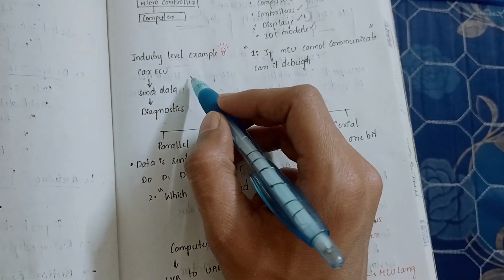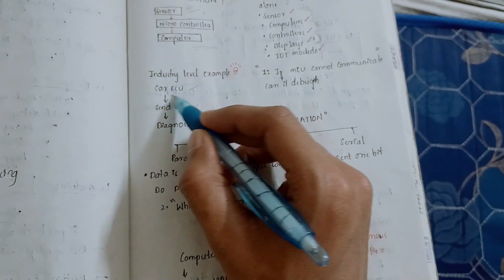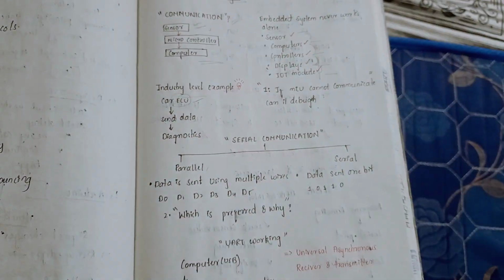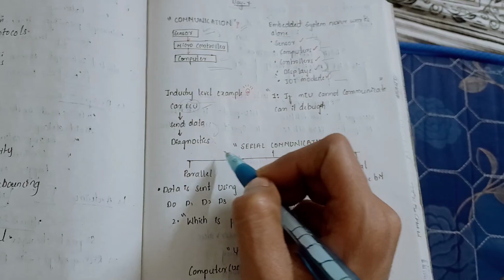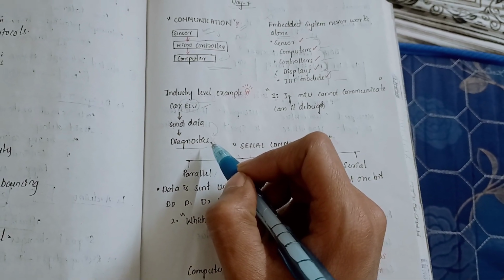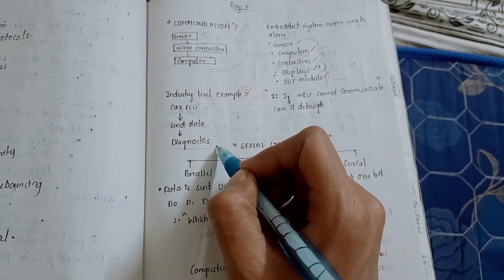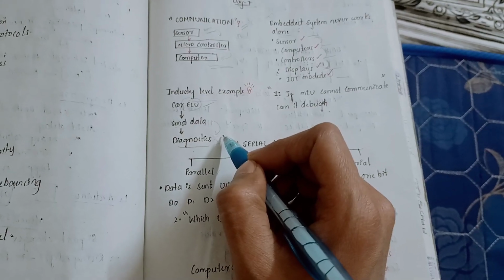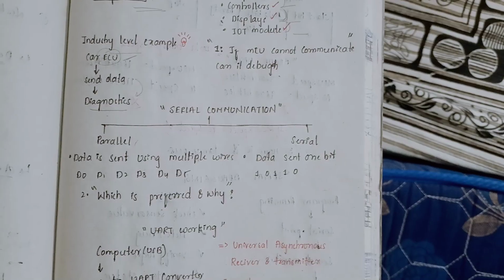These are some industry-level examples. Assume a car which has an ECU, electronic control unit, which captures the data. The data is sent to diagnostics for fault detection. The system analyzes it and sends feedback to the display or the user for improvement of the embedded device.